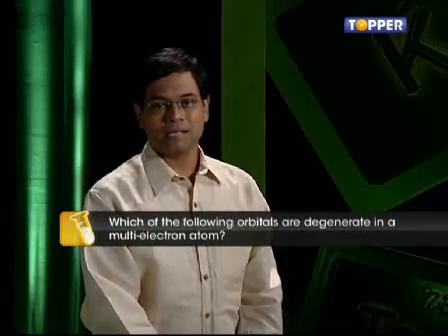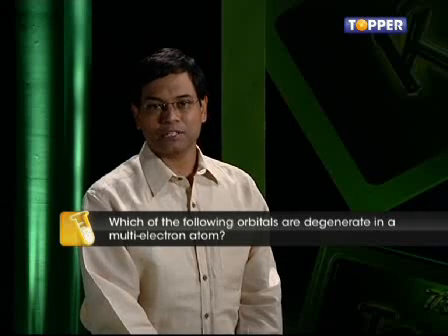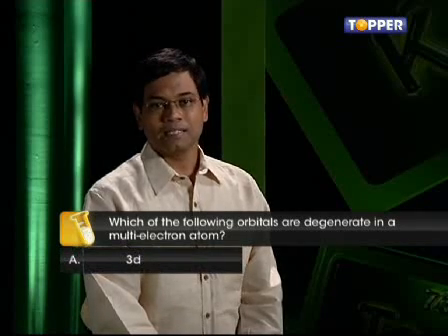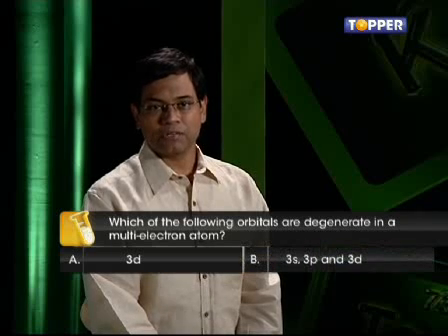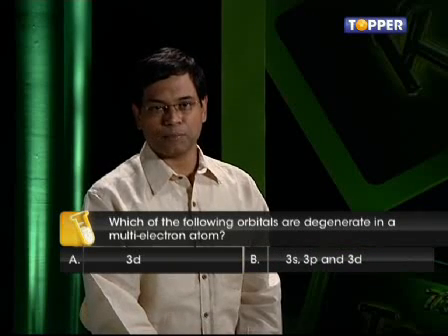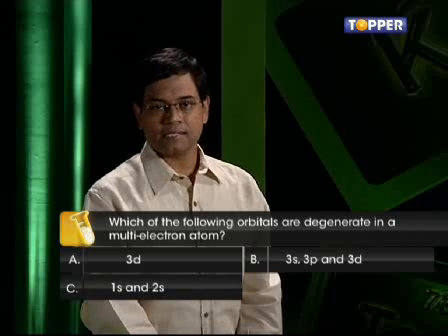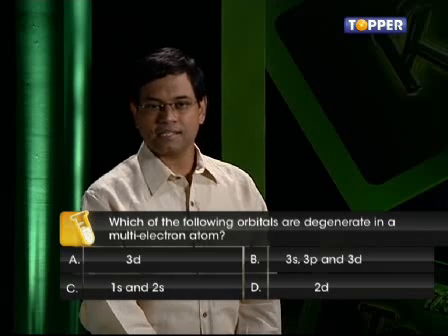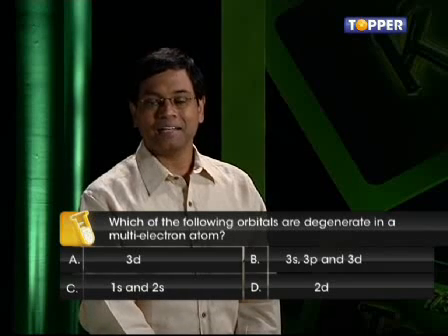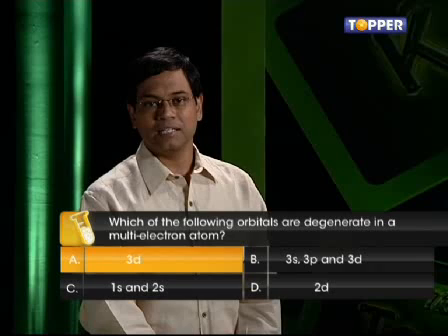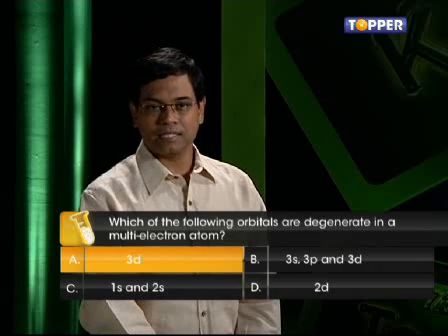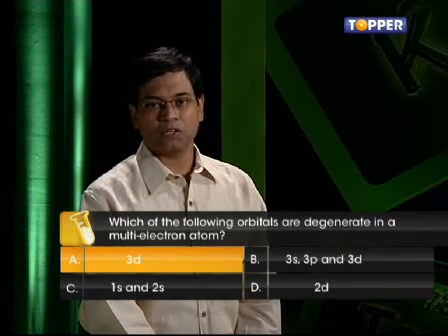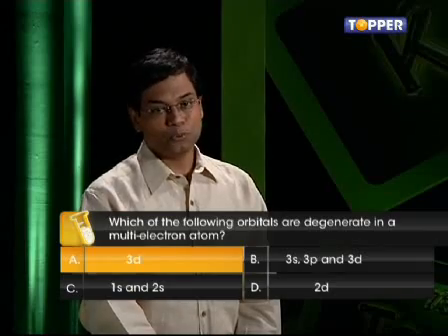Your fourth question is, which of the following orbitals are degenerate in a multi-electron atom? A, 3d subshell, B, 3s, 3p and 3d subshell, C, 1s and 2s subshell, D, 2d subshell. This is a slightly difficult question and the correct answer is A, 3d subshell, because the 3d orbital has 5 degenerate orbitals and the 2d subshell cannot exist.